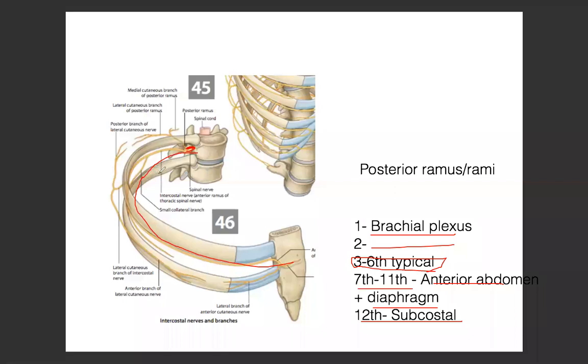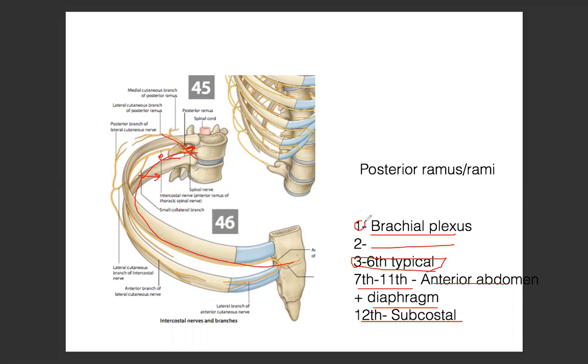Along the way it gives muscular branches and cutaneous branches. Cutaneous branches are for the skin, and muscular branches are for the intercostal muscles. It also gives visceral branches inside the pleura, which are pleural branches. So the typical ones only do these three things. They only supply an intercostal space, the skin of the chest, and the pleura. Anything else that supplies an extra area, we call an atypical nerve.